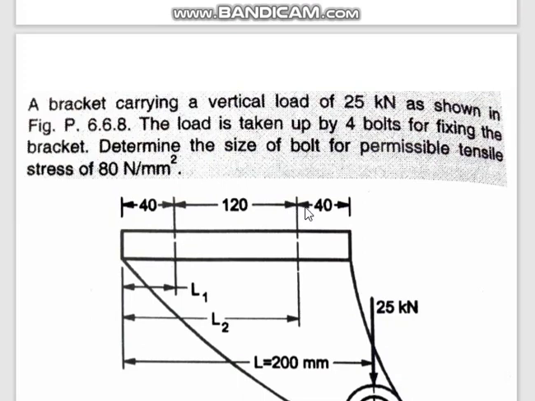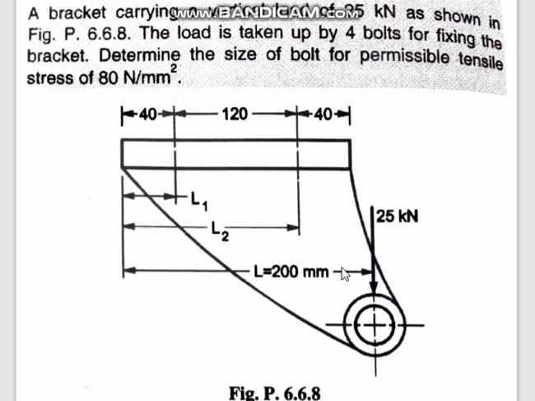See, here there are 2 bolts and here there are 2 bolts for fixing the bracket. So now determine the size of the bolt for a permissible tensile stress of 80 newton per mm square. If you have a problem like this, with a figure like this, this is the base plate, and this is where we are applying the load, and this is eccentric. So you should be able to say from where is the tilting edge. Is it tilting about here or about here? If you consider a little, you will know that it is tilting about this.